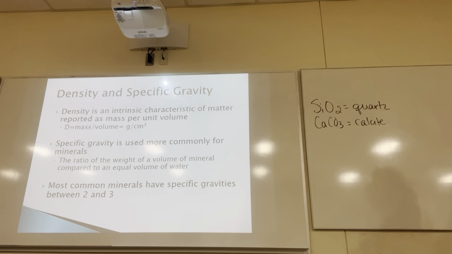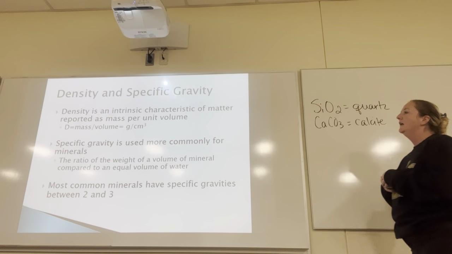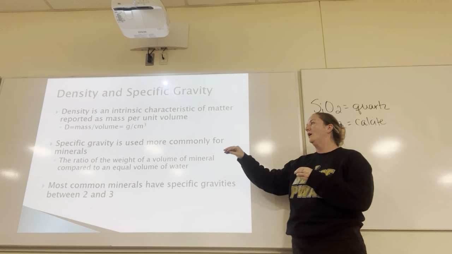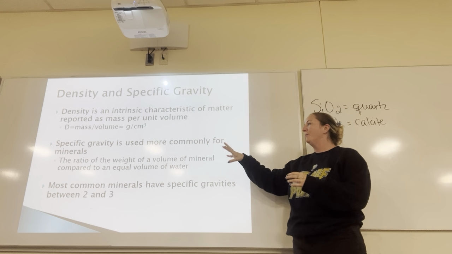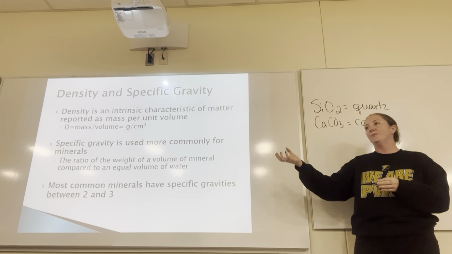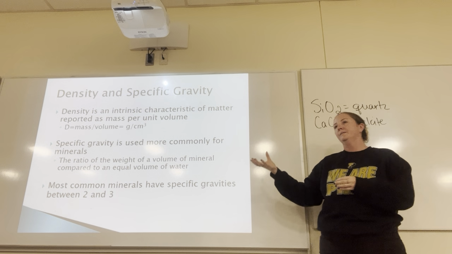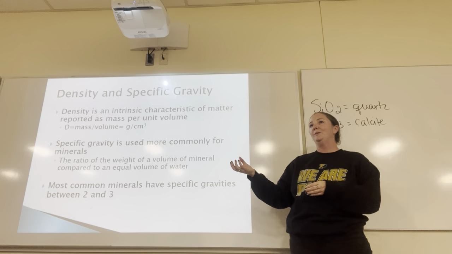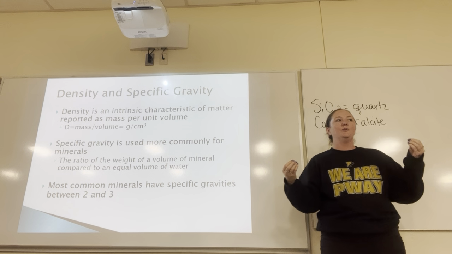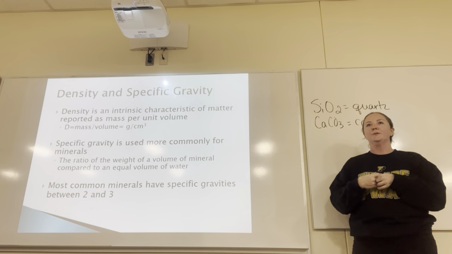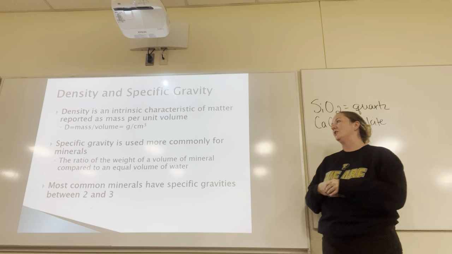The difference is that instead of measuring mass per unit volume, specific gravity is measured by taking the ratio of the weight of a volume of a mineral compared to an equal volume of water. So you have a mineral, and you say, okay, this mineral has a volume of 10 cubic centimeters. I'm going to get 10 cubic centimeters of water, and now I'm going to mass them and see the comparison between the two, and just take that ratio.